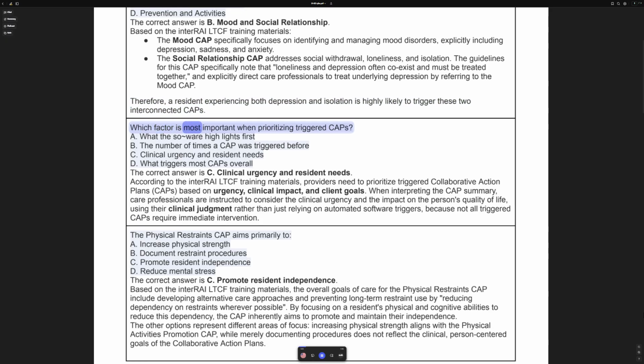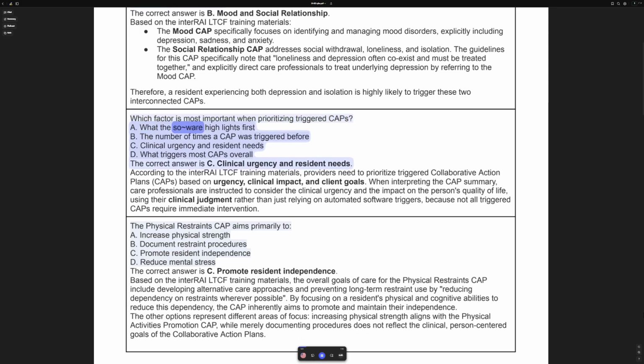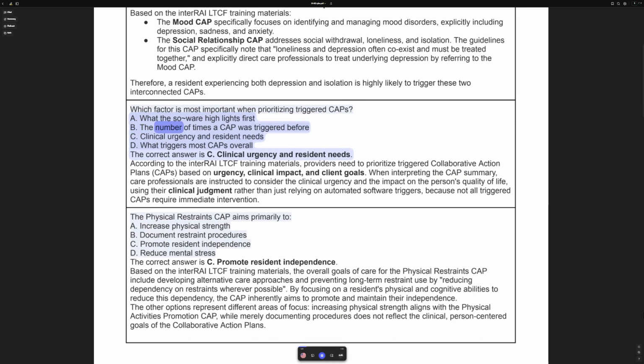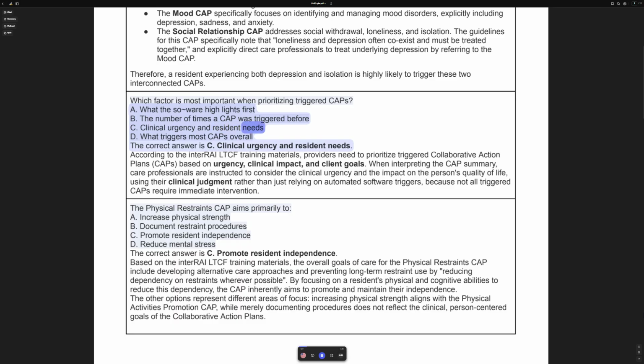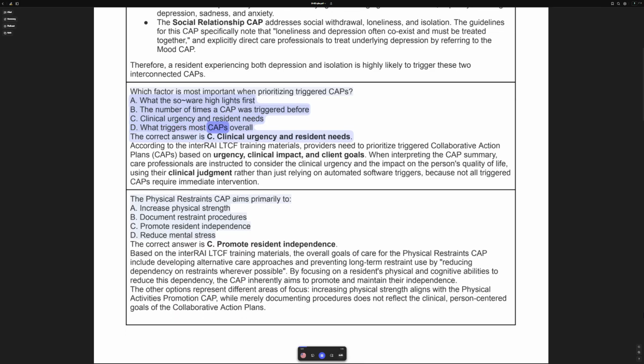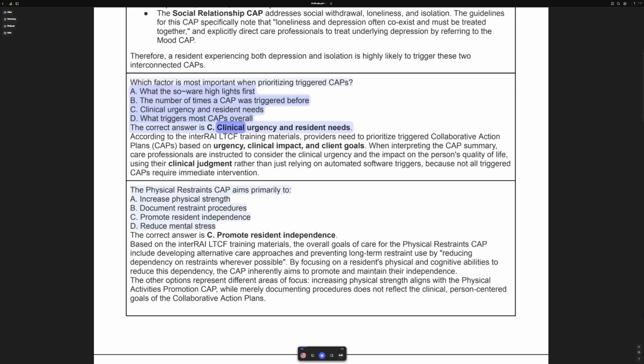Which factor is most important when prioritizing triggered CAPs? A. What the software highlights first. B. The number of times a CAP was triggered before. C. Clinical urgency and resident needs. D. What triggers most CAPs overall? The correct answer is C. Clinical urgency and resident needs.